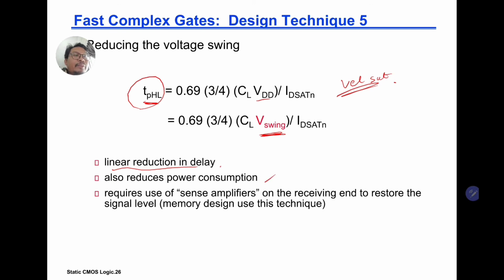It requires the use of a sense amplifier on the receiving end to restore the signal level. Here is the thing: your output now is not VDD. For discharging, yes, you're going to discharge fast, but when you start to charge it, you're going to charge only up to your voltage swing, and you will not reach VDD. So you need to bring it back up to VDD at some point.